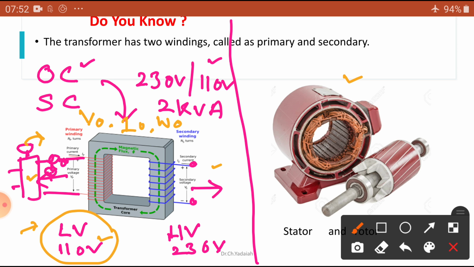So, what have we done? We have given 110 volts to the primary. At that condition, we have taken the readings of the voltmeter, ammeter and wattmeter. This is the OC test. Here, in this case also, in our induction motor, the OC test is equal to the no load test.